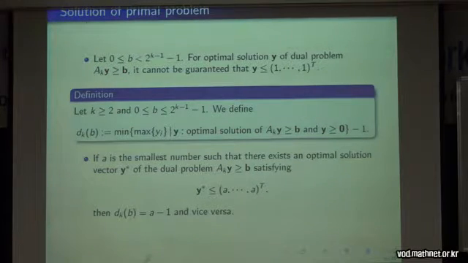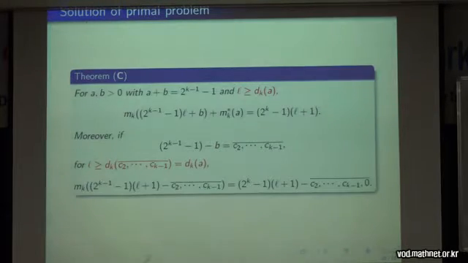If a is the smallest number such that there exists an optimal solution vector of the dual problem satisfying this condition, then dk of b is a minus 1, and vice versa. This is the meaning of dk of b. Anyway, using dk of b, we can state the formula of the primal problem as this.